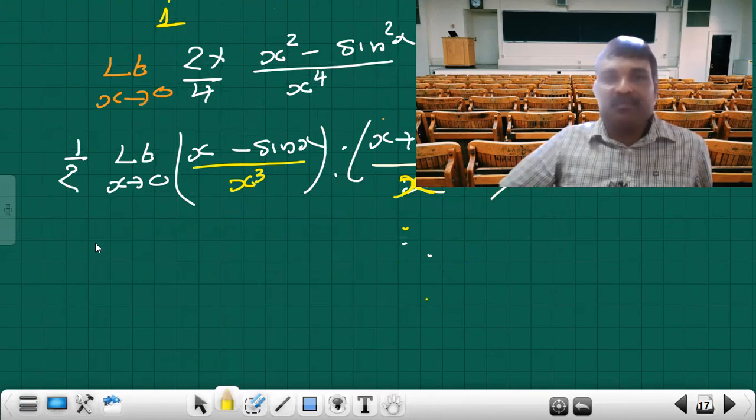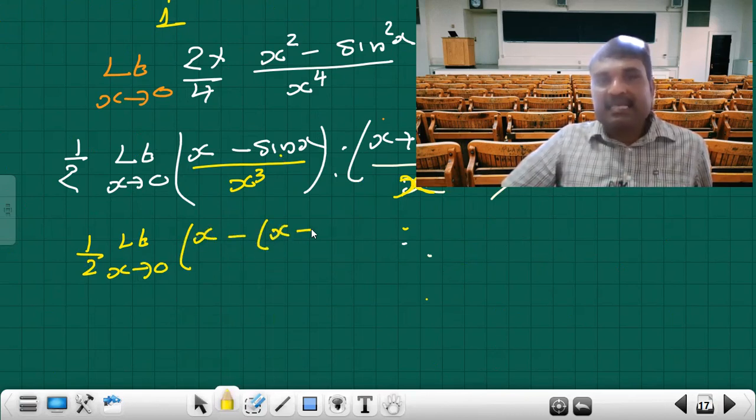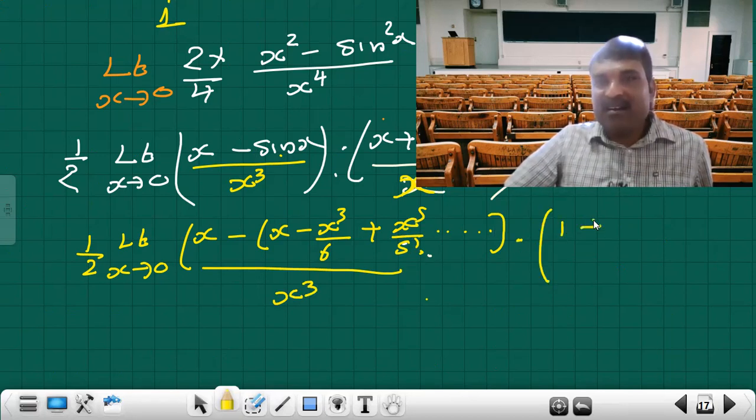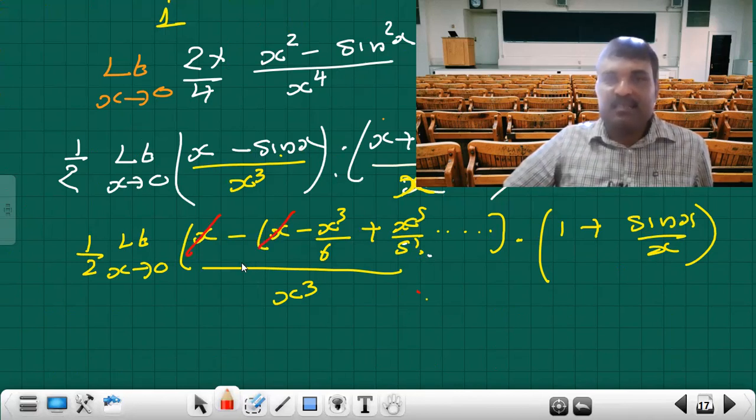So this becomes 1 by 2, that is limit x tends to 0. Now we can use the expansion of sine. That is x minus x cube by 3 factorial, that is 6, plus x raised to 5 by 5 factorial and higher order terms, right? All divided by x cube. This into, this becomes x by x, that's 1 plus sin x by x. Right? Now what is the value of this? This x and minus x will cancel, right? Now this minus of minus becomes plus. So plus x cube by 6, denominator x cube, and all higher terms of x.